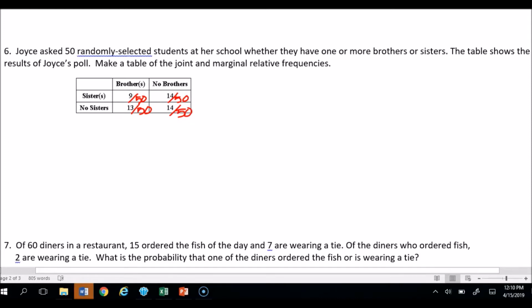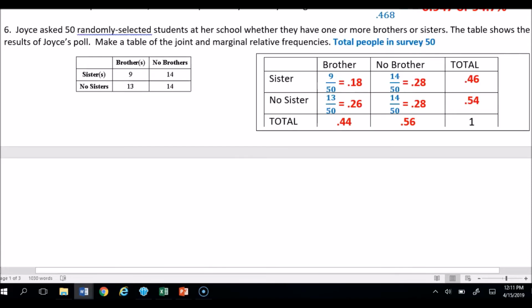And we're going to make our table. So here's our table again, dividing 9 by 50, 14 by 50, 13 by 50, and 14 by 50. Recalling that we add these two numbers together right here to get the total down here. Same way here, add these two numbers down here to get the total down here. Add these two numbers left to right to get this total over here.